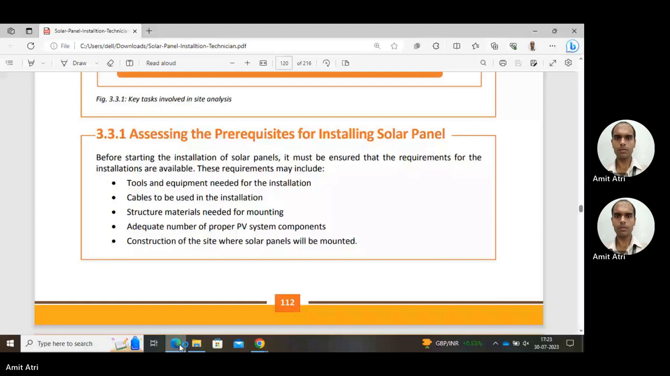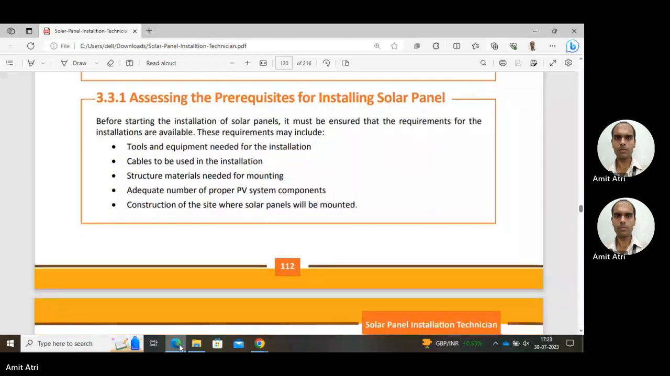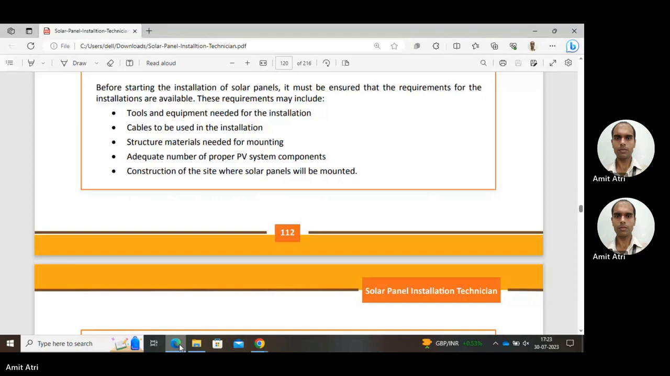It means the site is not always ready. We have to make it suitable so as to hold the structures which are supporting the solar PV system. We are discussing now the requirements. So tools and equipment, the different types of tools, should be made available.